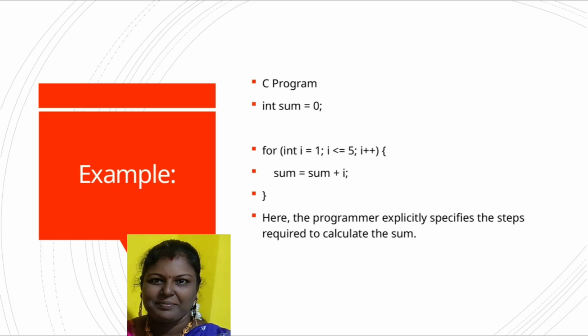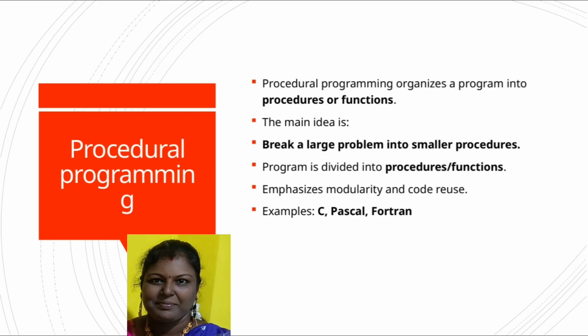Procedural programming is all about organizing your code into smaller, manageable chunks called procedures or functions. The main idea here is to break a big problem down into bite-sized pieces. Each piece handles a specific task, making your program easier to understand and maintain. This approach emphasizes modularity, so parts can be reused across your code. Some classic languages that use this style are C, Pascal, and Fortran. It's a straightforward way to keep things organized and efficient.